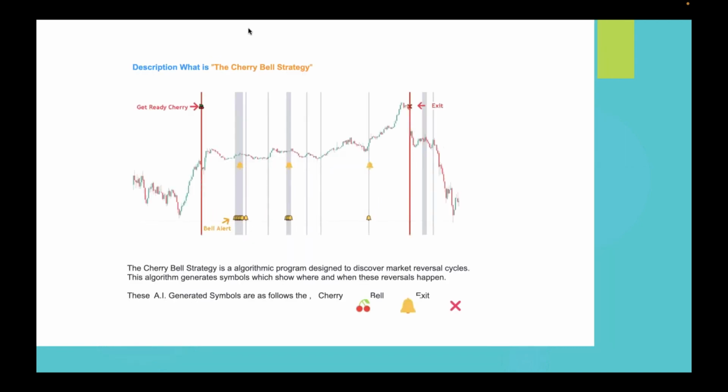So what this means is you have a cherry bell, which is in the upper left hand of this little indicator. You see the cherry. And it's an algorithmic program designed to discover the market reversal cycles. So market reversal meaning it's going to tell you, hey, everything is looking to be going down. And then the algorithm generates symbols which show where and when the reversals will happen. So the AI generated symbols are as follows. You have the cherry, then you have the bell, and then you have the exit.